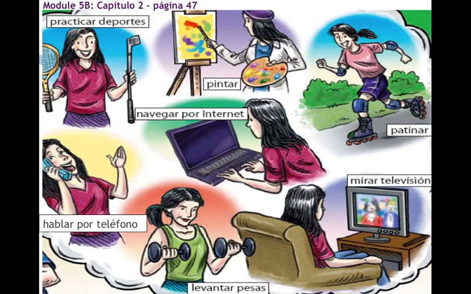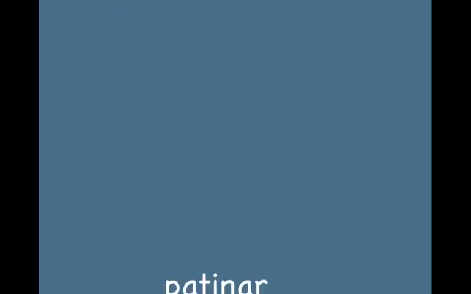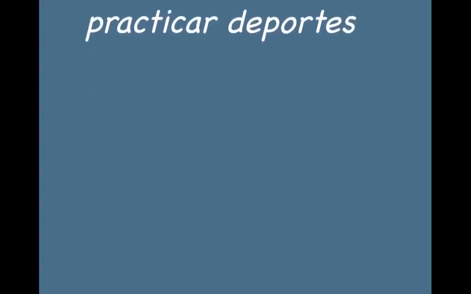See if you can say the English on the next screen before they scroll by. To talk by phone. To watch television. To surf the internet. To lift weights. To skate. To paint. To practice sports. Make sure you're putting the to in front of that activity, of that action, of that verb. They're not conjugated yet. They're in the infinitive form, the to form. Now call out el español.